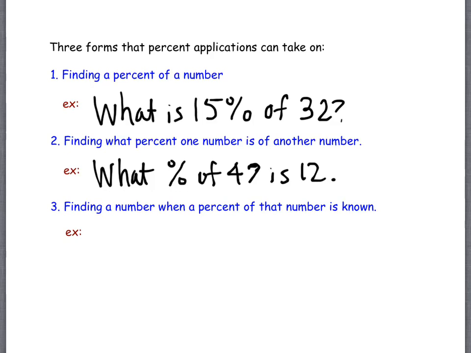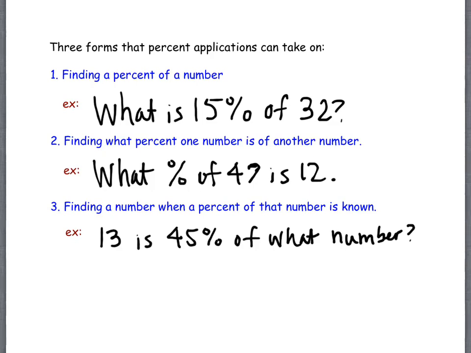And then the last one is finding a number when a percent of a number is known, which sounds awkward to even say, but let me write down what it looks like. So we would say something like this. 13 is 45% of what number?